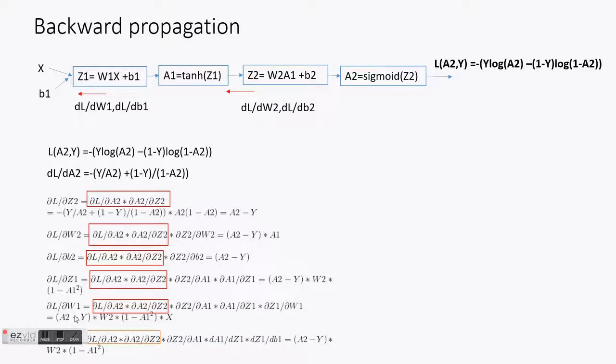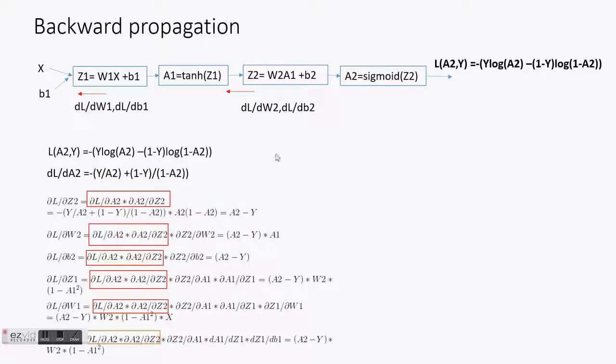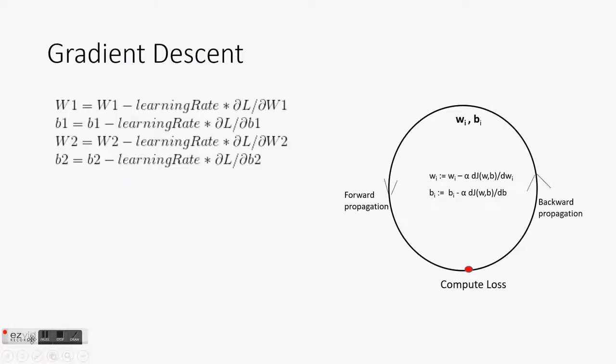And lastly, we have ∂L/∂B1, again using the same thing. It will be the same as above, except that ∂Z1/∂B1 will be 1, so you'll be left with A2 minus Y into W2 into 1 minus A1 squared. So once we have these four values, ∂L/∂W2, ∂L/∂B2, ∂L/∂W1 and ∂L/∂B1, we can use these values for our gradient descent.